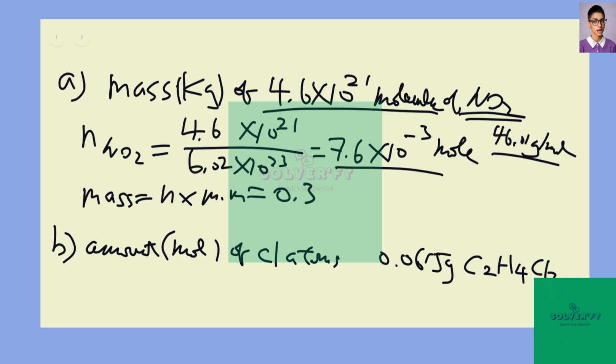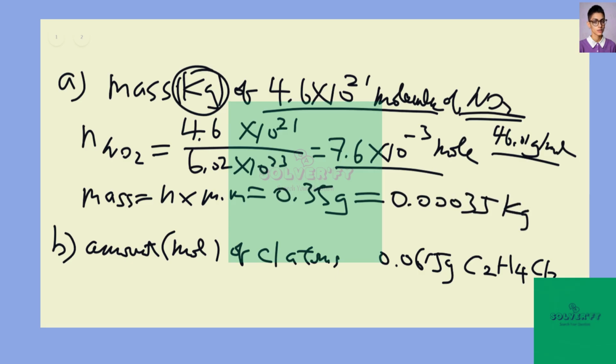So it will be equal to 0.35 gram. Okay, but we want it in kilogram. So we know that 1,000 gram equals 1 kilogram. So when we convert gram to kilogram, we just need to divide by 1,000. So we have 0.00035 kilogram.